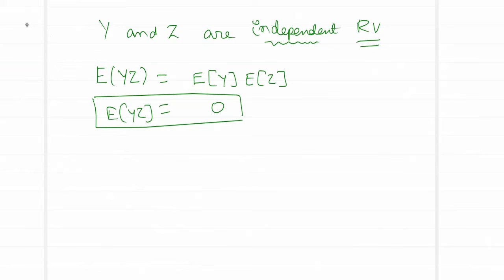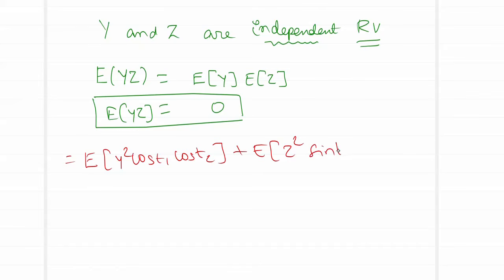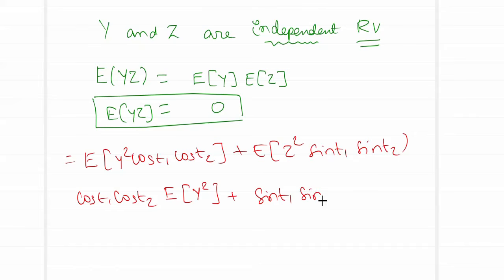So, we will be left with E of Y square cos t1 cos t2 plus E of Z square sin t1 sin t2. Now we know that cos t1 cos t2 is constant, so it comes outside, leaving the expectation for only the random variable. So you have E of Y square. Similarly, sin t1 sin t2 comes outside, leaving you with the expectation of just E of Z square. So my next target is to estimate E of Y square and E of Z square.